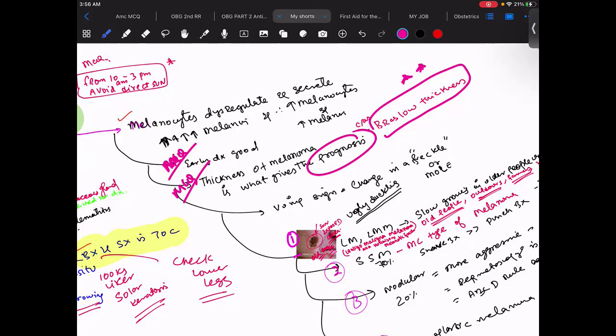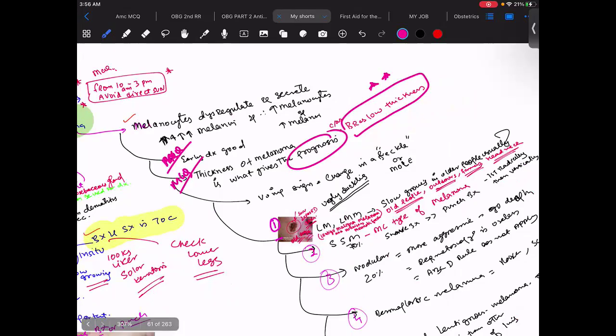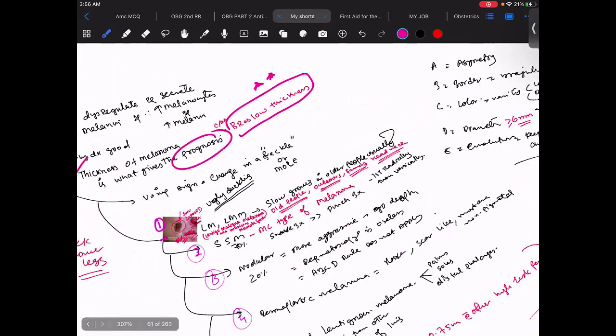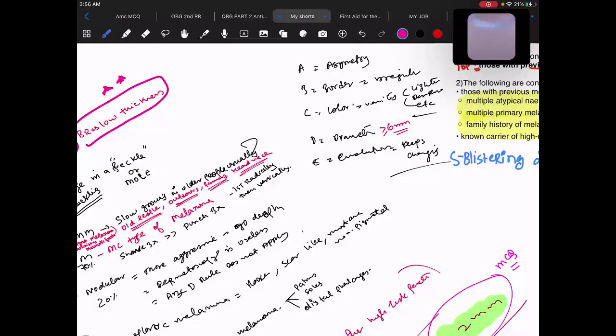A very important sign where we suspect that the patient may have melanoma is a change in the freckle or the mole. Okay, if there is a change in the mole, we use a criteria of A, B, C, D, E. A is asymmetry, B is the border, C is the color, D is the diameter, E is the evolution.